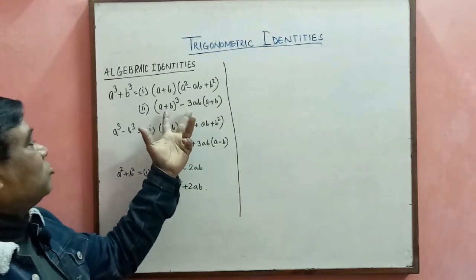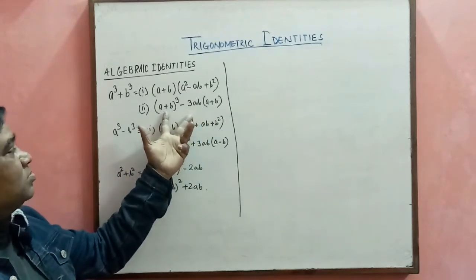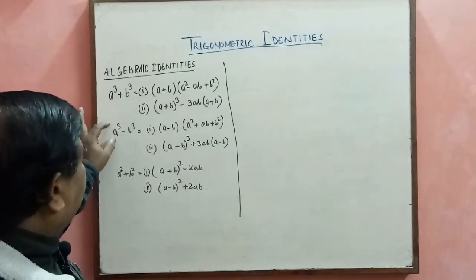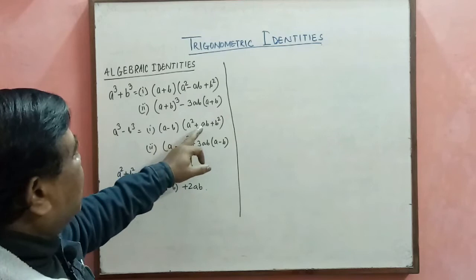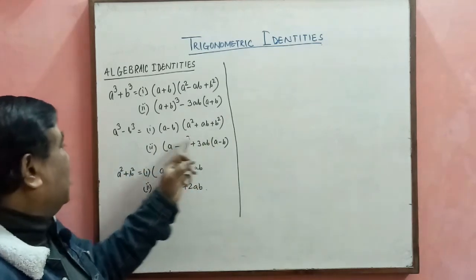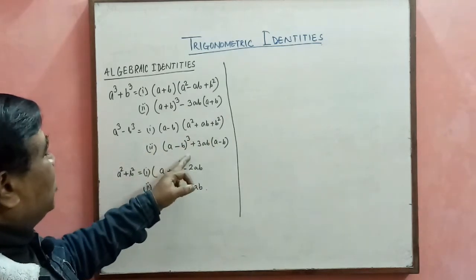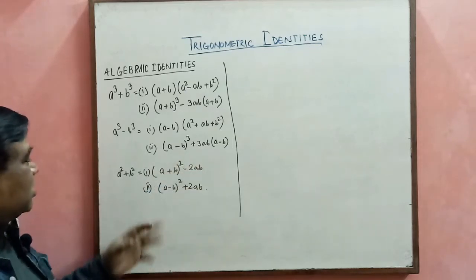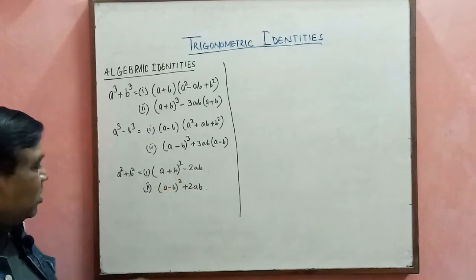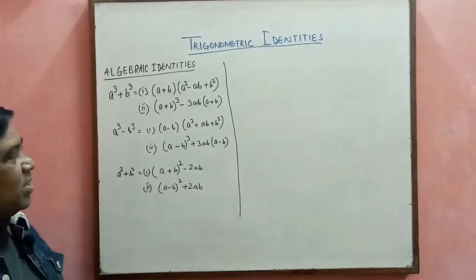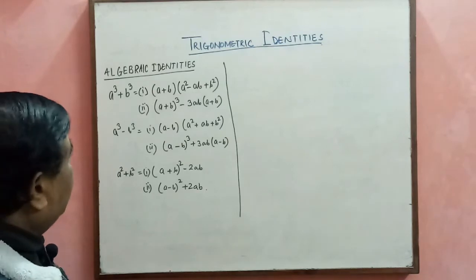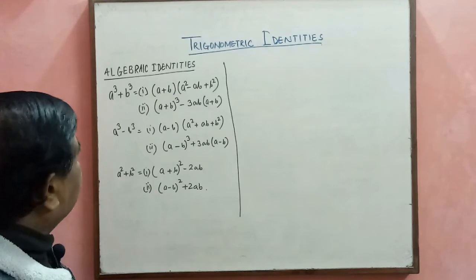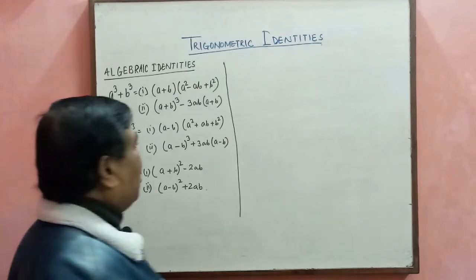For finding values, A plus B whole cube minus 3AB into A plus B. Similarly, A cube minus B cube, A minus B into A square plus AB plus B square. And second, A minus B whole cube plus 3AB into A minus B. And this is A square plus B square is equal to A plus B whole square minus 2AB or A minus B whole square plus 2AB. These identities will be very much usable here. Now I will show you how.